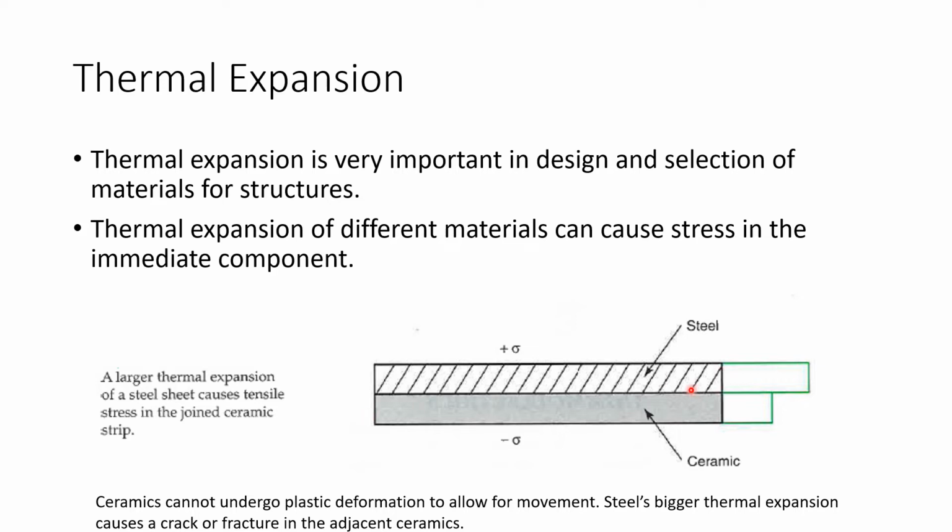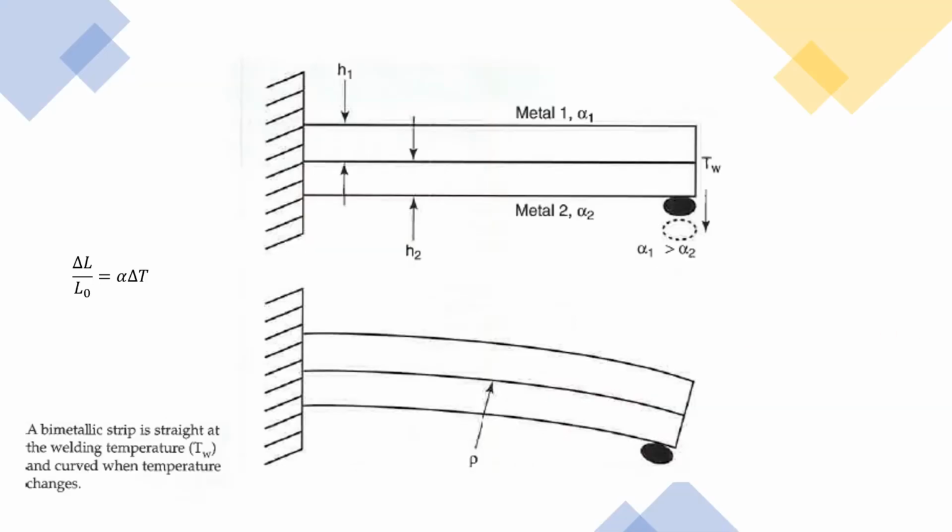So here it's just showing you if you have a larger thermal expansion, it's going to cause a stress in the next component. So we have two different materials right there. One is steel and the other one is ceramic, and they have different thermal expansion ability. So let's take a look at it. What happened? So this is what happened. Metal one and metal two, alpha one.